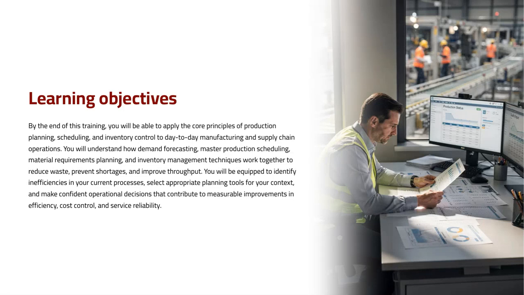By the end of this training, you'll be able to apply the core principles of production planning, scheduling, and inventory control to everyday manufacturing and supply chain operations. We'll cover how demand forecasting, master production scheduling, material requirements planning, and inventory management all work together to reduce waste and prevent shortages. You'll also learn to spot inefficiencies in your current processes and choose the right planning tools for your specific situation, enabling you to make confident decisions that lead to real improvements in efficiency, cost control, and service reliability.